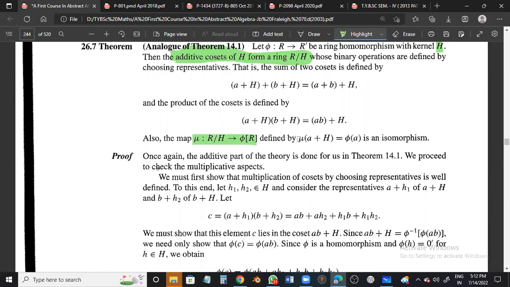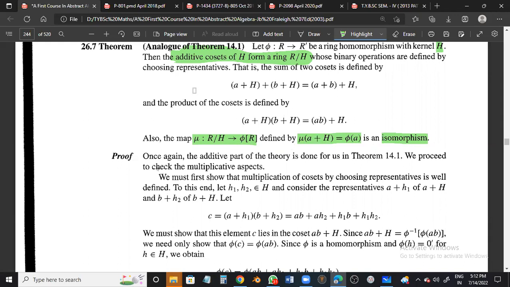How do we define this? We define it as mu of A plus H is equal to phi of A. Then it becomes an isomorphism. What is an isomorphism? It is a homomorphism plus a bijective function, that is, a one-one onto homomorphism. Because you are taking the image set phi of R, it automatically becomes onto. And just now we have shown that it comes out to be one-one.